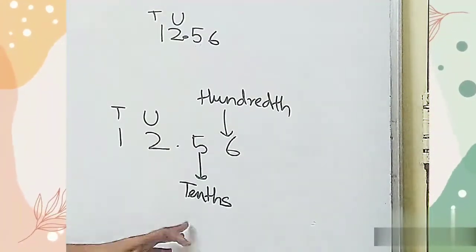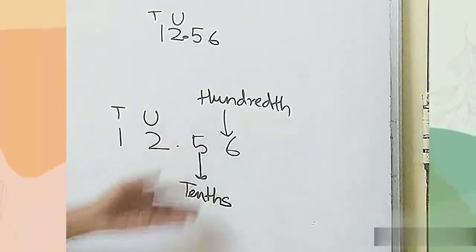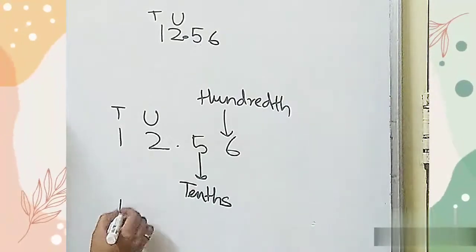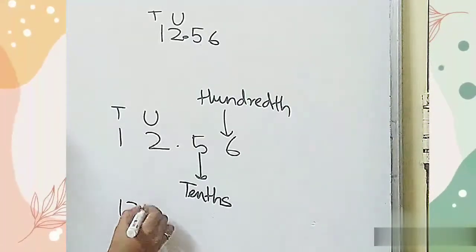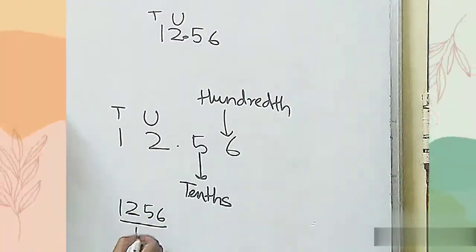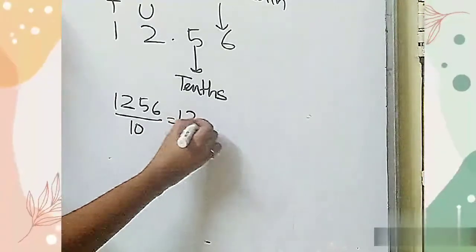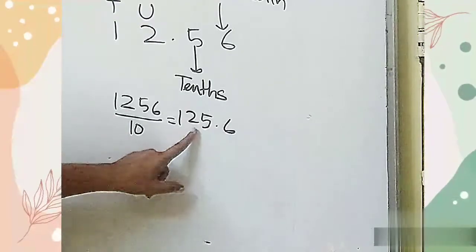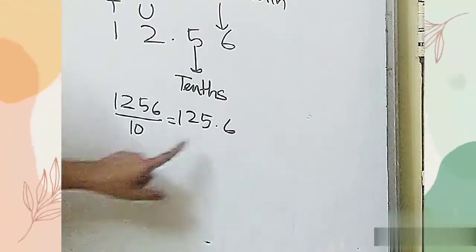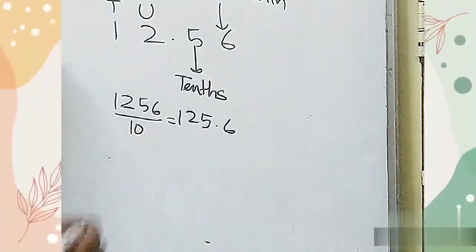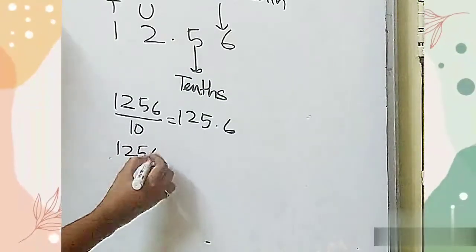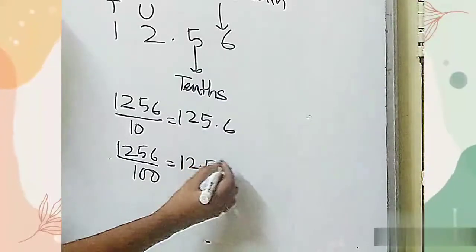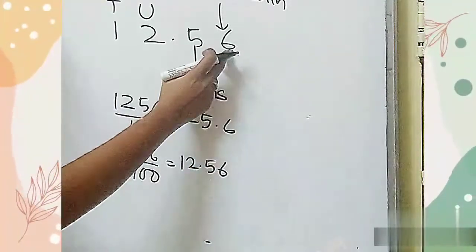But why are we giving names like tenth and hundredth place? Why is it like that? I'll tell one simple way, student. If I am taking the number 1256, when you divide it by 10, the answer will come 125.6. So that is why we say this is tenth place. But what about when we divide by 100? It will come 12.56. So that is why we name this hundredth place.